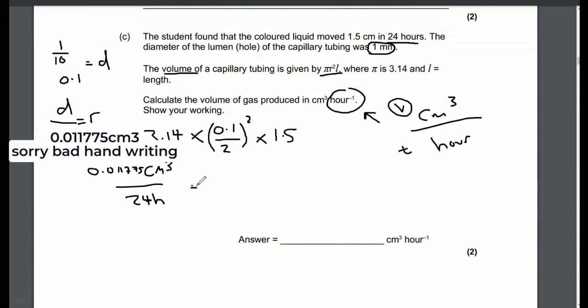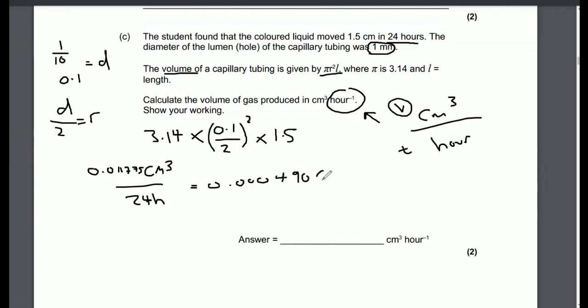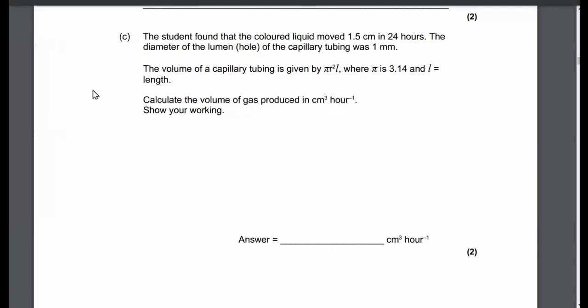And we're going to get 0.0004906. You could round that up to 491 if you like, because the 6 is bigger than the 0 there. And we could put it in standard form. So 4.91 times 10 to the -4. It doesn't ask for standard form, so you can probably get away with that as well. And that is going to get you your 2 marks. Beautiful. Right, let's zing on.